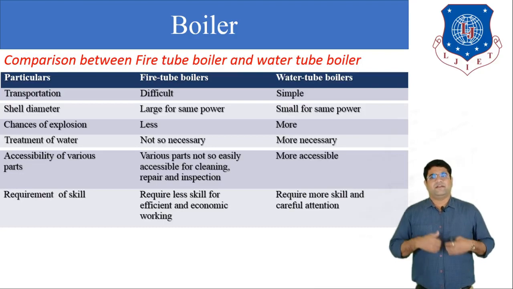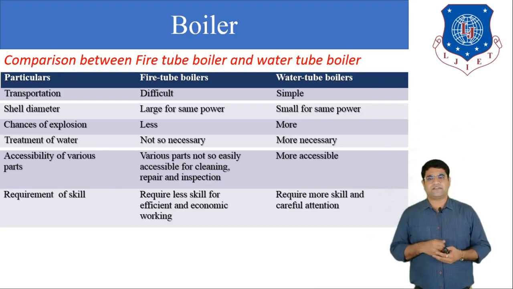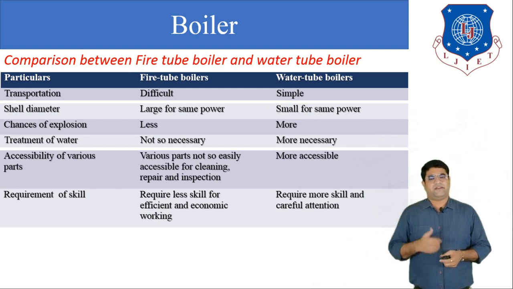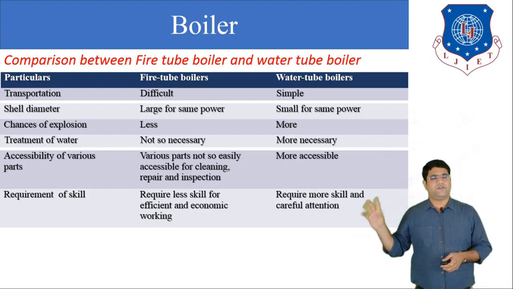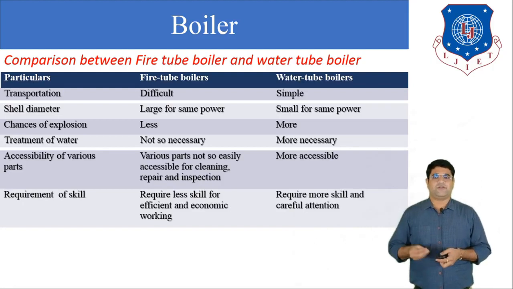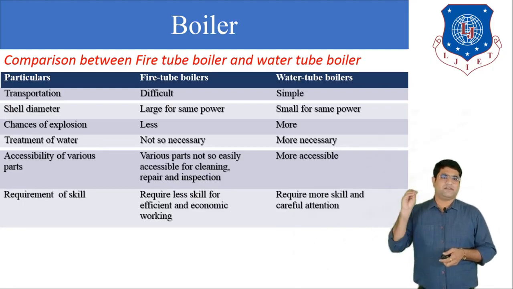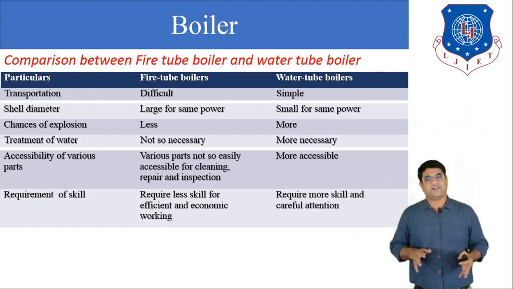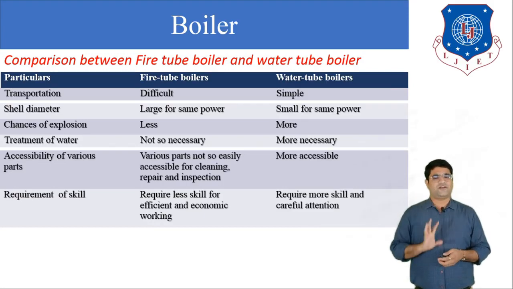Okay, now next is the accessibility of the various parts. If we want to do maintenance on the boiler, then cleaning or maintenance is very easy in the case of the water tube boiler, but it is difficult in the case of the fire tube boiler. And our last point is the requirement of skill. Generally a less skilled operator is required for the fire tube boiler. Here they require more skill and careful attention in the case of the water tube boiler. So this is the basic difference between the fire tube boiler and the water tube boiler.